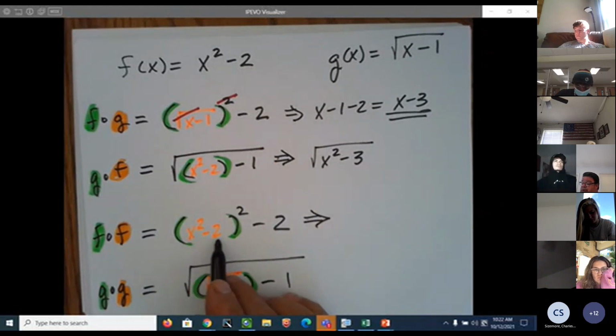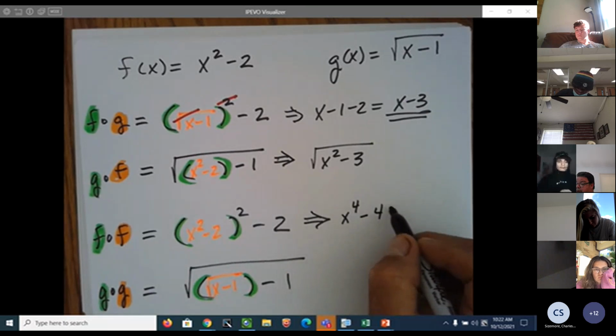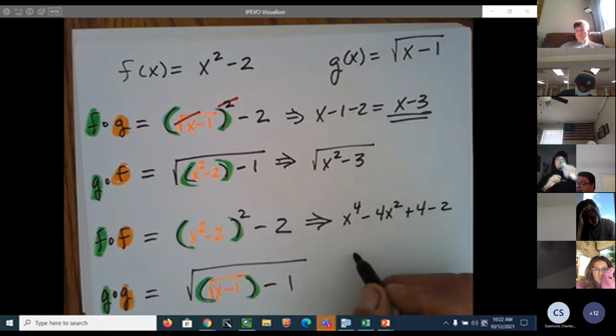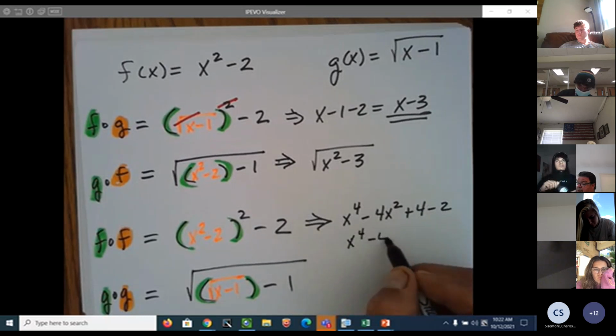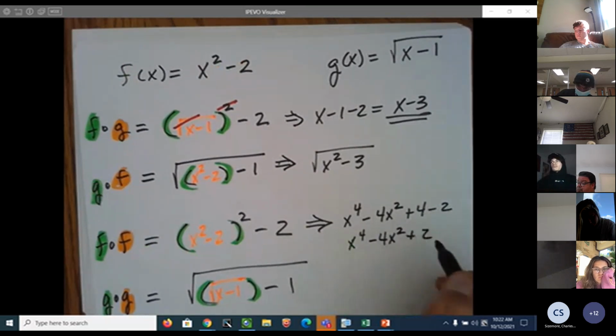And this is shortcut number 2. So that's going to be x to the 4th minus 4x squared plus 4 minus 2, which is x to the 4th minus 4x squared plus 2. Check my algebra. I think that's right.